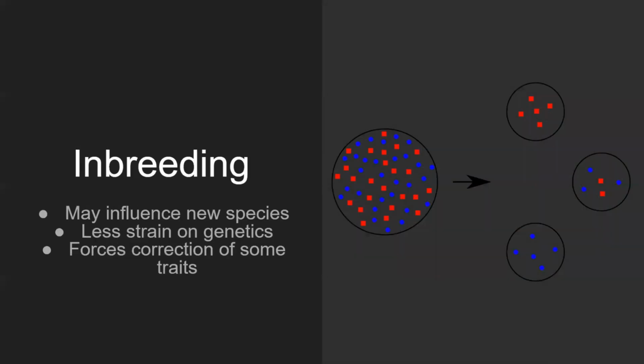When it comes to inbreeding, with different studies, it could influence new species considering it's less strain on the genetics. So the genetics have time, in the future of different offspring, to correct certain traits that could be leading to a new species. This is also where a lot of scientists get the theory of the creation of new islands and new island species.